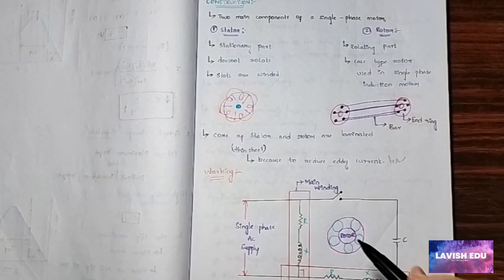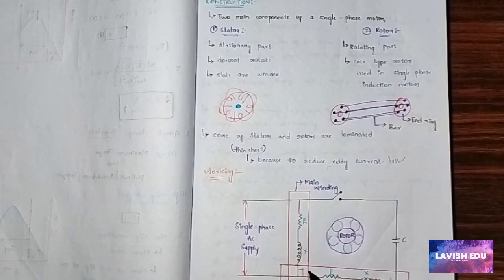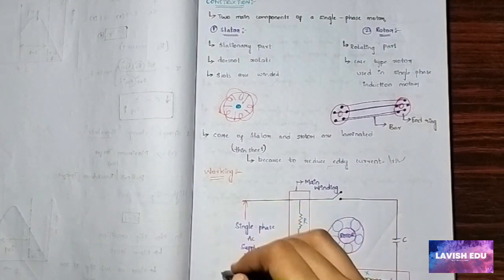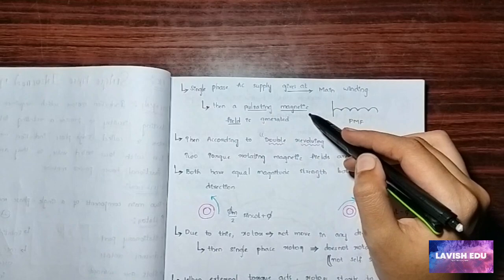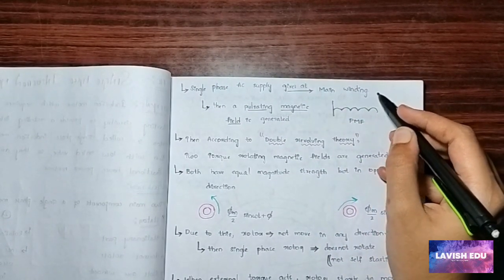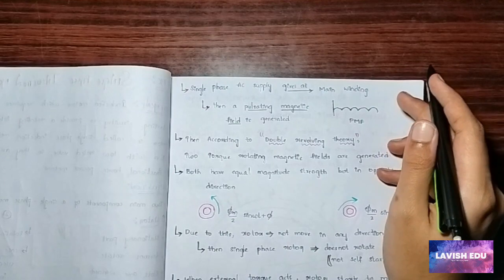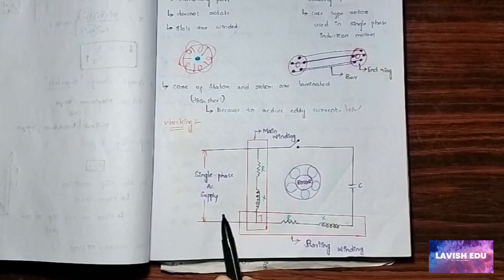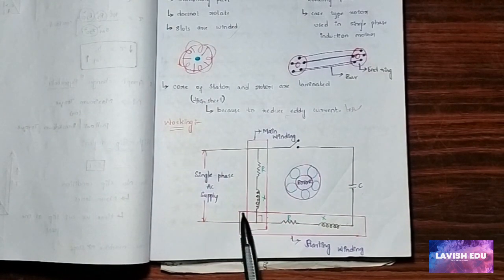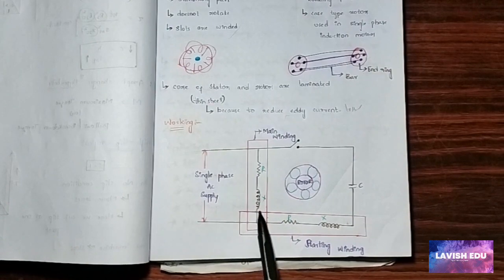This is a working diagram of the single phase induction motor. Here we have the main winding, a switch, a capacitor, the rotor, and the starting winding, and a single phase AC supply is given. When the single phase AC supply is given to the main winding, a pulsating magnetic field is generated. You can observe here that at the main winding we have given the single phase AC supply. Due to this, a pulsating field is generated between these two.